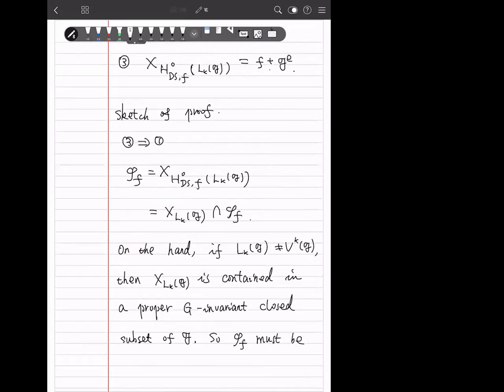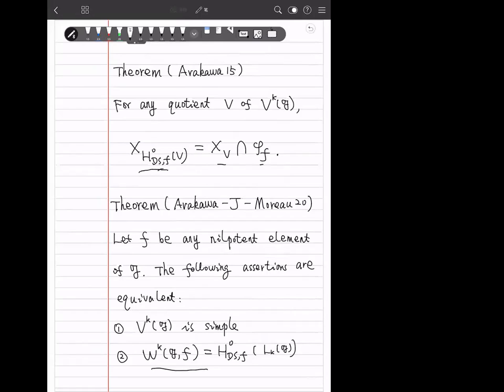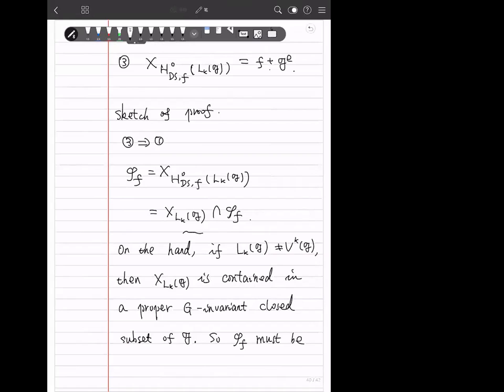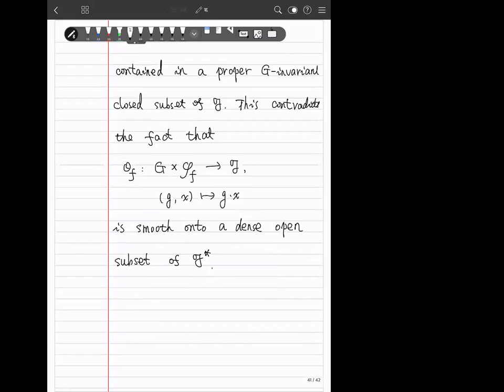So with the first result we get, it's not so difficult to prove it, because I just give the sketch of the proof. So for example, if 3 holds, then we get this, right? This is just the Slodowy slice. So with this result, then we have this. Also, on the other hand, if it is not equal, then this variety is contained in a proper G-invariant closed subset of G. So this Slodowy slice must be contained in a proper G-invariant closed subset of G.